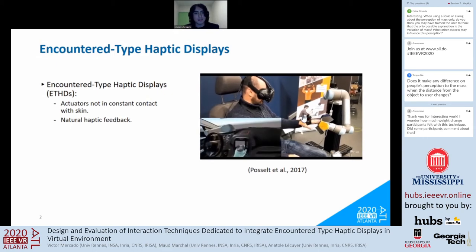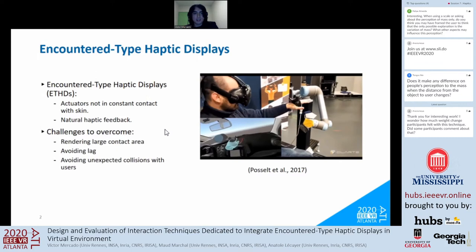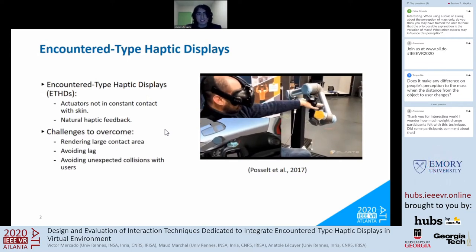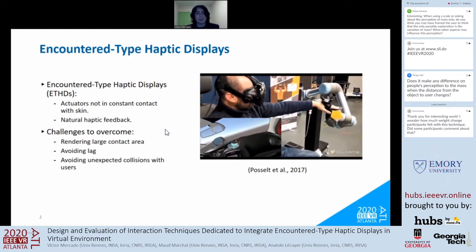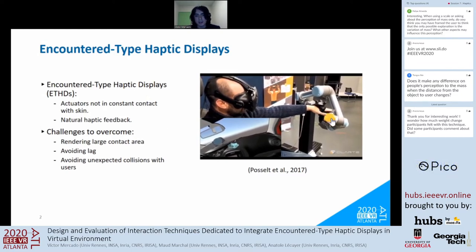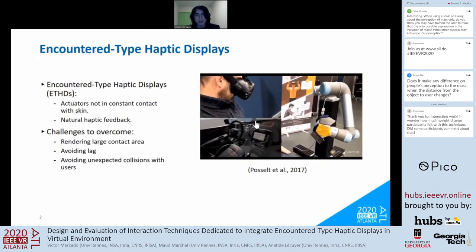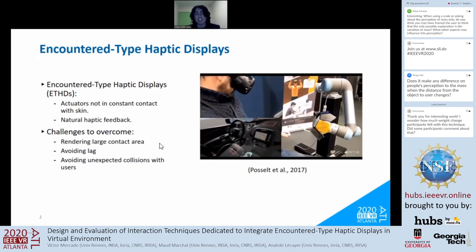So this approach is quite interesting, but of course there's a lot of things to do in these kinds of displays. What are the challenges that we need to overcome? We need to render a large contact area. We need to avoid lag, because as you can see in the video, the robot is taking some time to move from one position to another. But we also want to avoid unexpected collisions with the user, because we don't want to stab the user while moving the contact area.